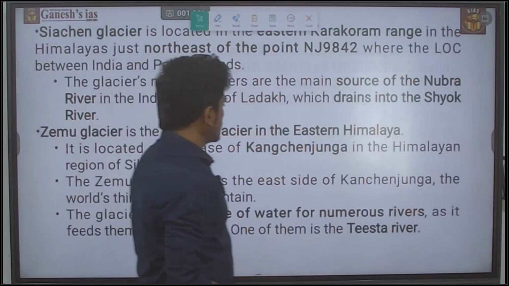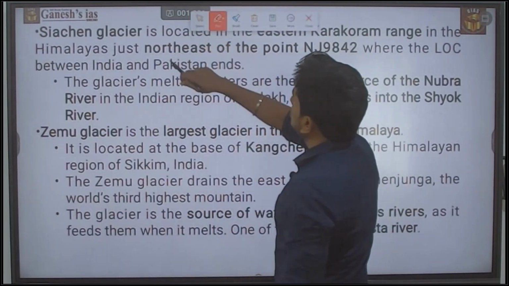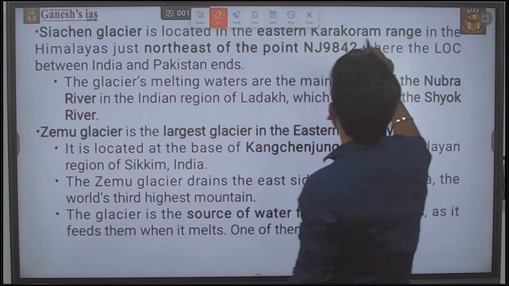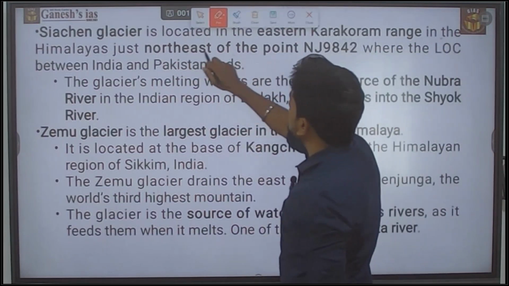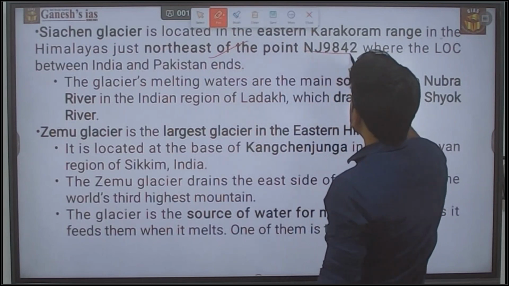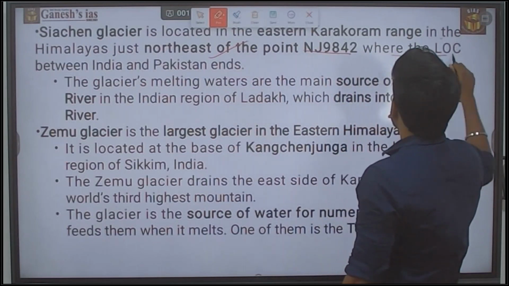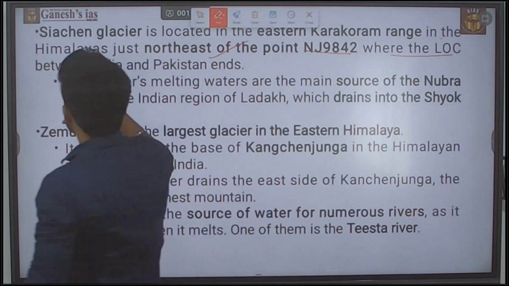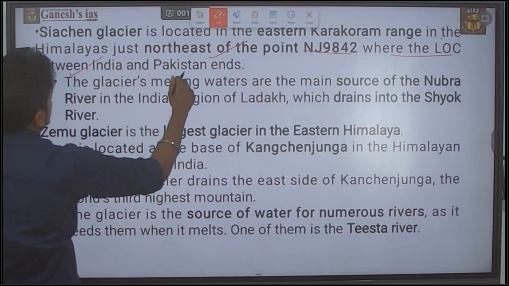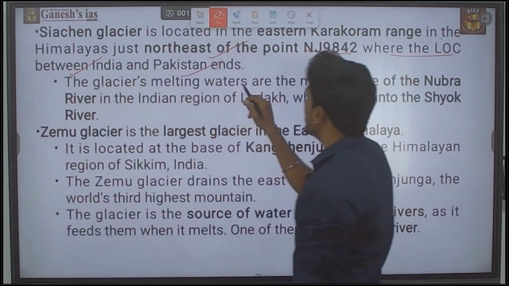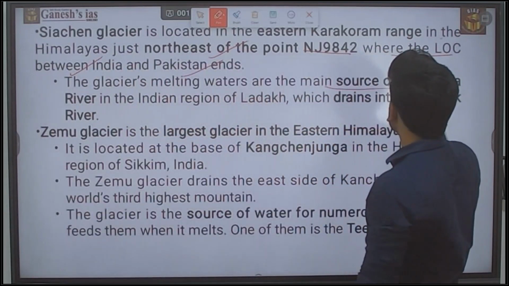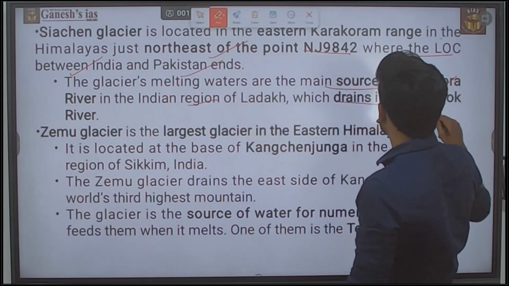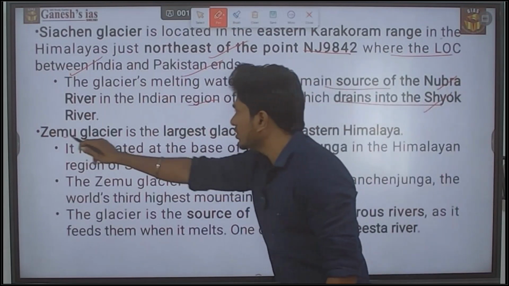And the last is the Siachen Glacier. Siachen Glacier is located in the eastern Karakoram range in the Himalaya, just northeast of the point NJ9842, where the line of actual control and also the LoC between India and Pakistan ends. The glacier's melting water is the main source of the Nubra River, in the Indian region of Ladakh, which drains into the Shyok River.